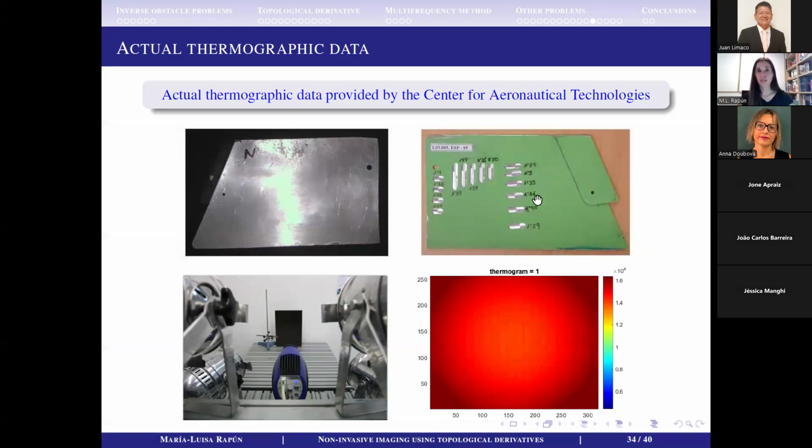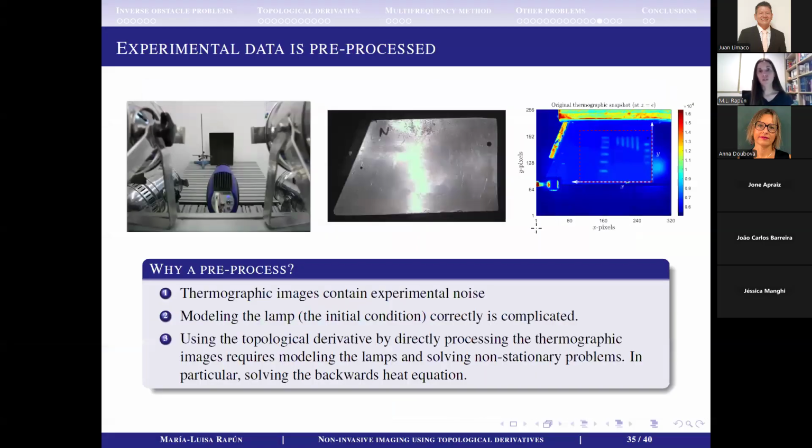And these were the through sizes of the defects. And for doing so, the first thing we had to do was to pre-process our data. So our data contains a lot of noise, a lot of experimental noise, and we want to pre-process them to clean them up. The second difficulty we found is that we don't really know the location of the lamps.